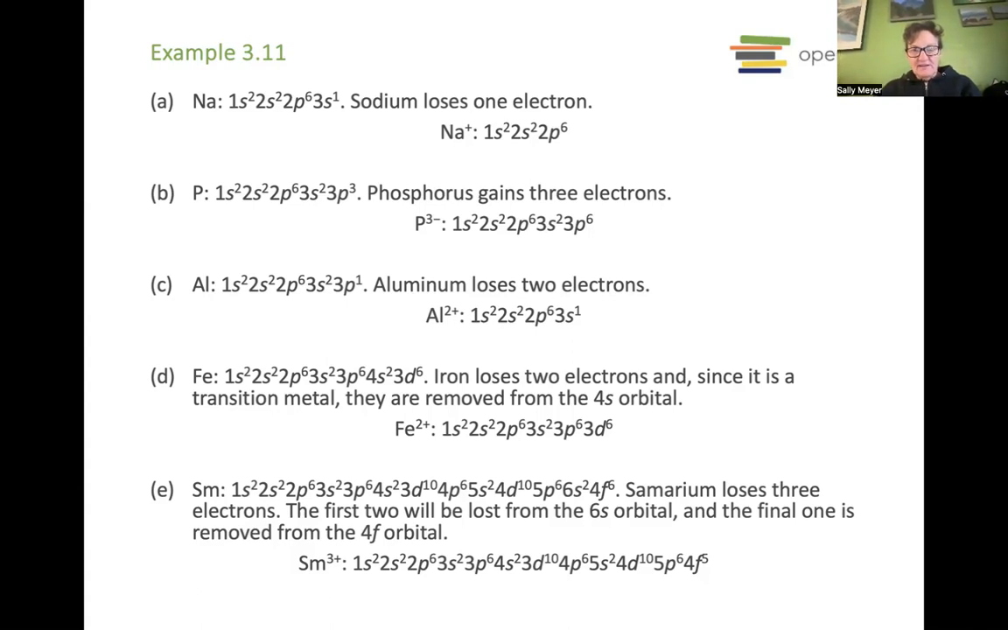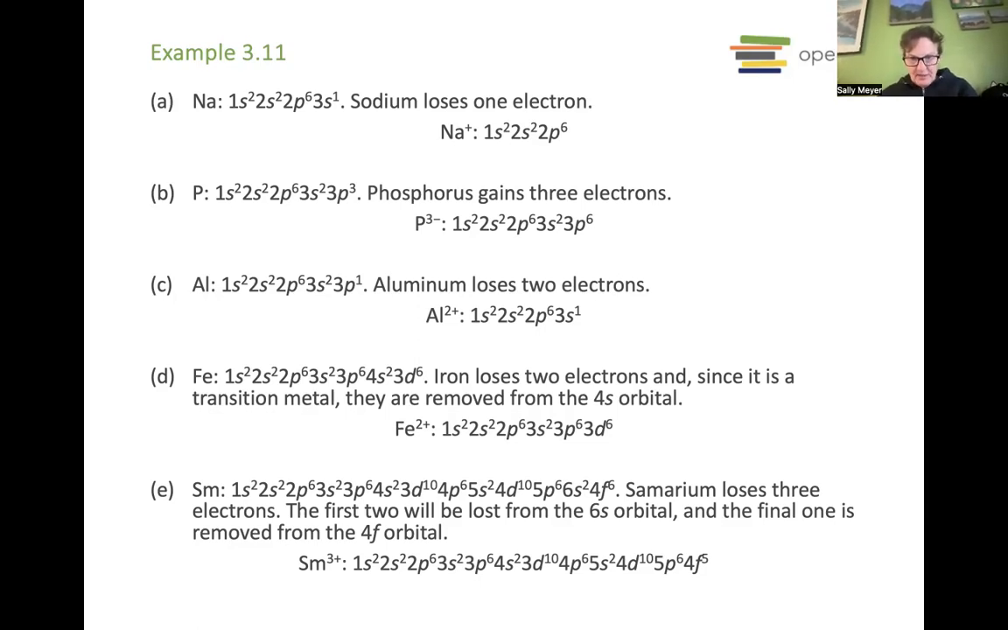Phosphorus, if you write the electron configuration, its outer electrons are 3s2, 3p3. To become an anion, it will pick up 3 electrons, so it will fill the set of 3p orbitals. Each of those will pair up, and now it'll be a 3p6. Aluminum starts out with a 3s2, 3p1 valence shell and becomes a +2, so it's going to lose the p electron, and then one of the 3s electrons.